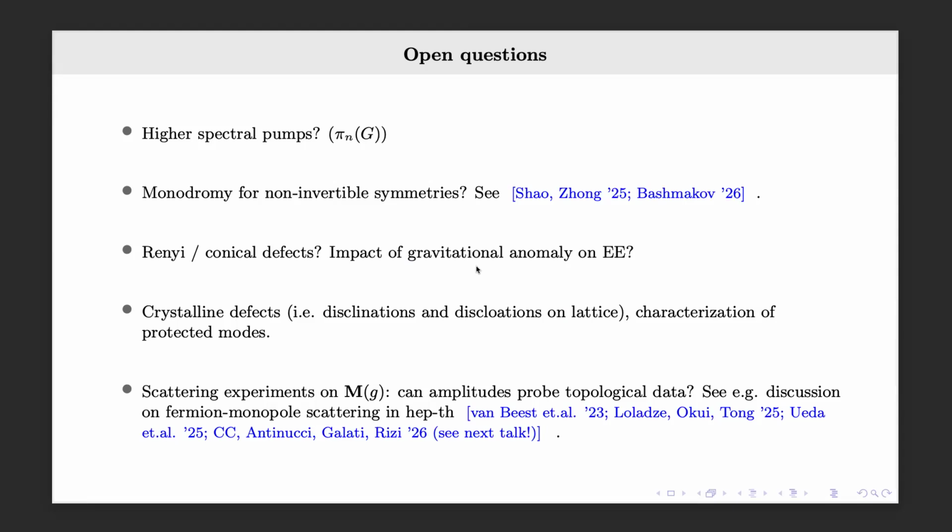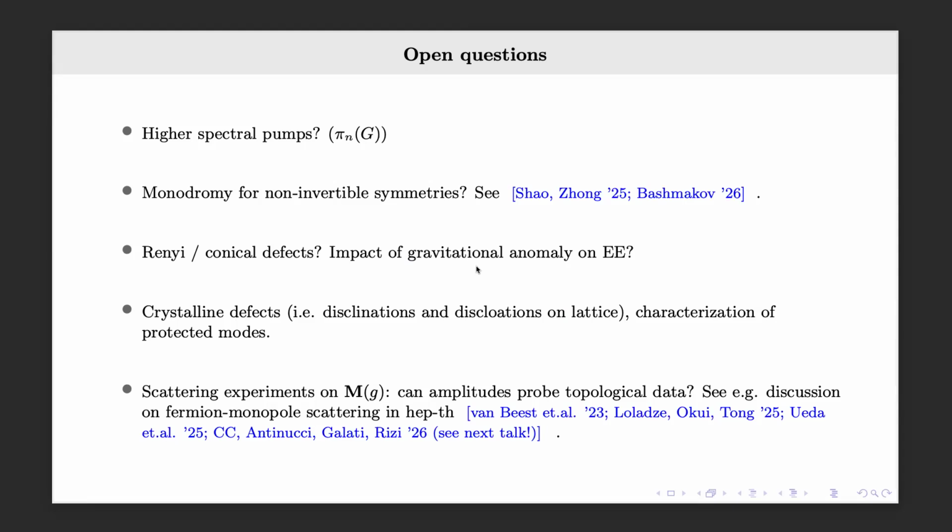Because in this case, you can actually have gapless monodromy defects in gapped phases. You just need to choose the phase in the correct way. And this has already been seen in previous studies. I just want to see if this can be formalized completely.